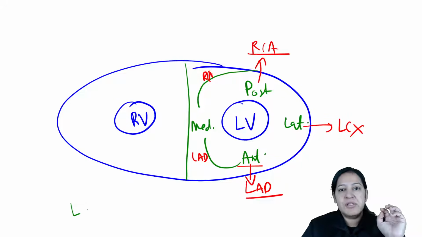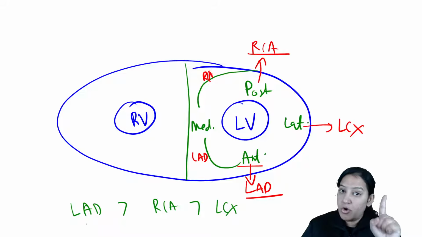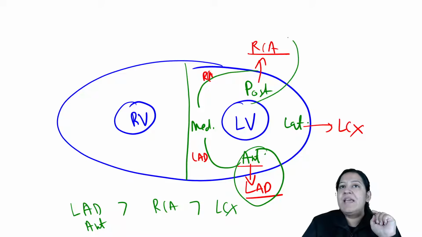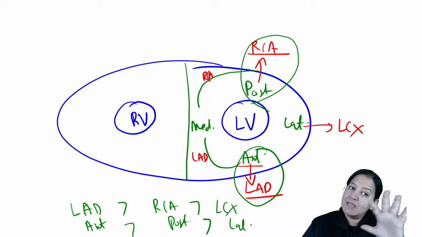Most commonly atherosclerosis occurs in LAD, followed by RCA, and least common occurs in LCX. So if obstruction occurs in LAD, the most common wall which undergoes infarction is the anterior wall, because LAD supplies the anterior wall, followed by RCA supplying the posterior wall, and followed by LCX supplying the lateral wall. So this is the sequence of the wall.